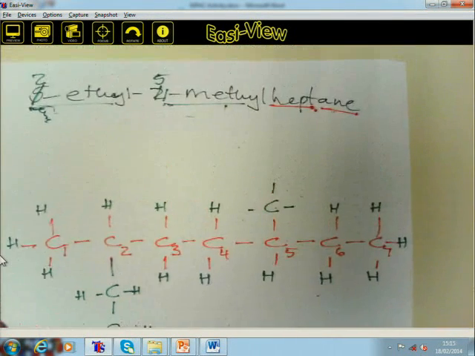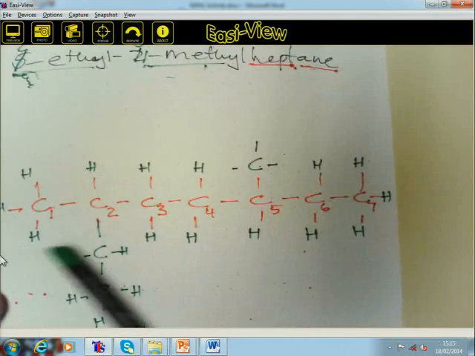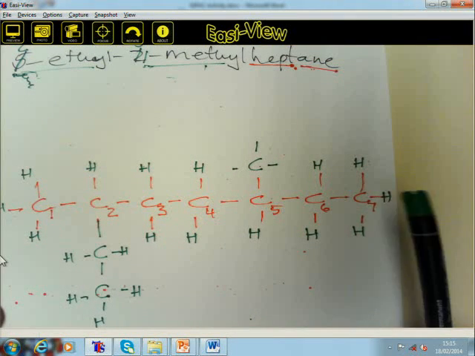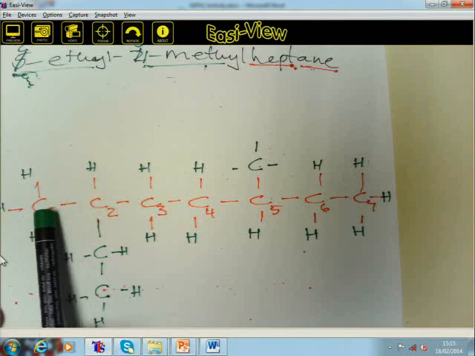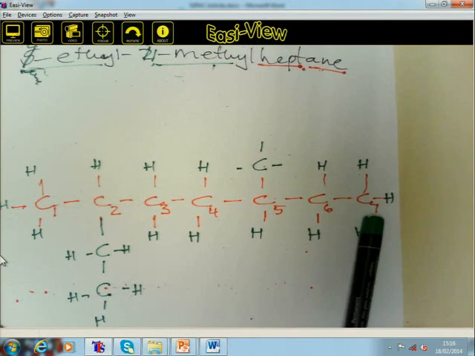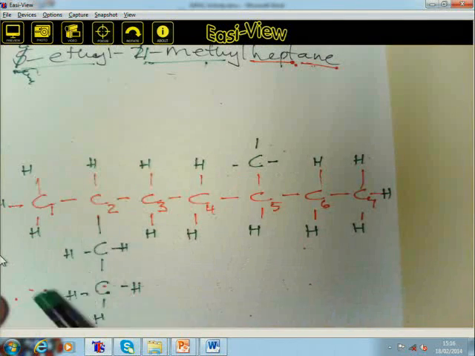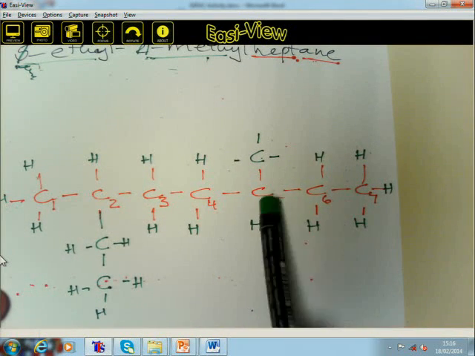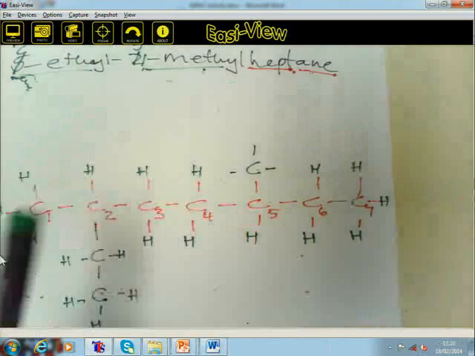So when you are given the name and you have to draw the structure, it's up to you which side you want to number. You can number from this side that way, or you can number from this carbon the way we have done it. It's all up to you. So this is how you draw the structure. This is the structural formula for that compound.